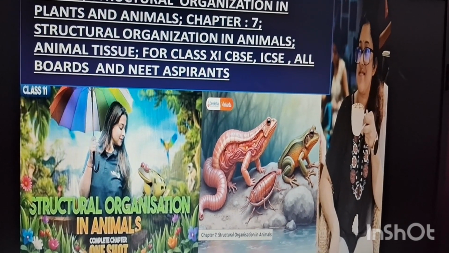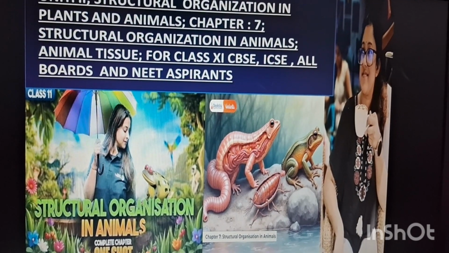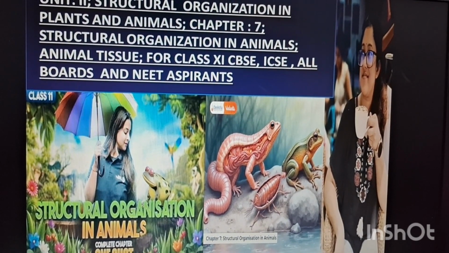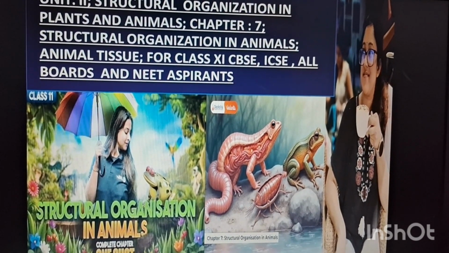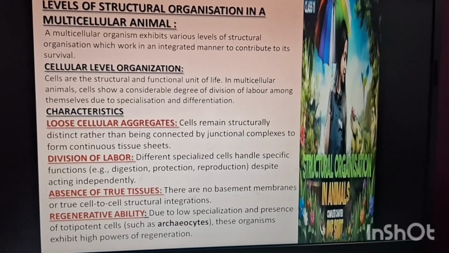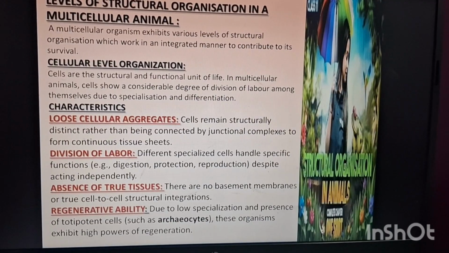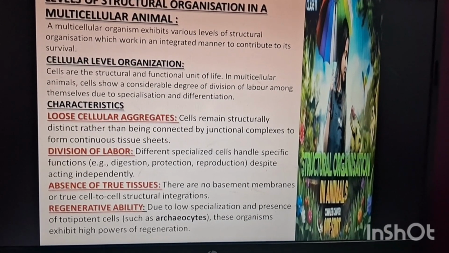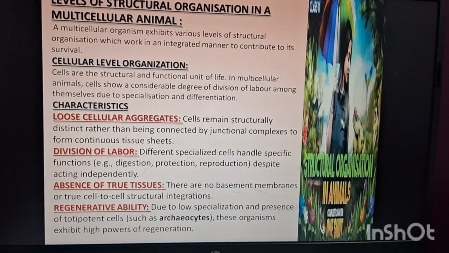Unit 2, Structural Organization in Plants and Animals, and Chapter 7, Structural Organization in Animals. Today I will discuss the introduction of the animal tissue. First, I will discuss the levels of structural organization in multicellular animals. This is the introductory class.